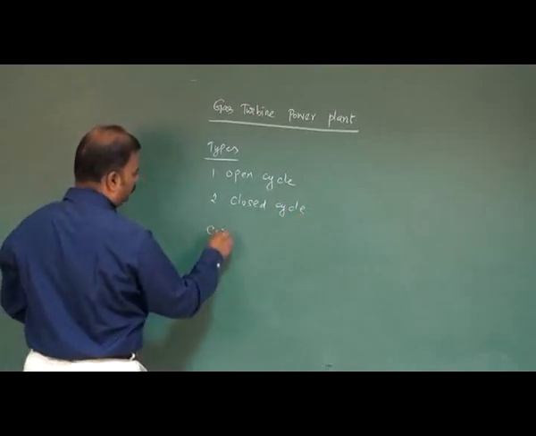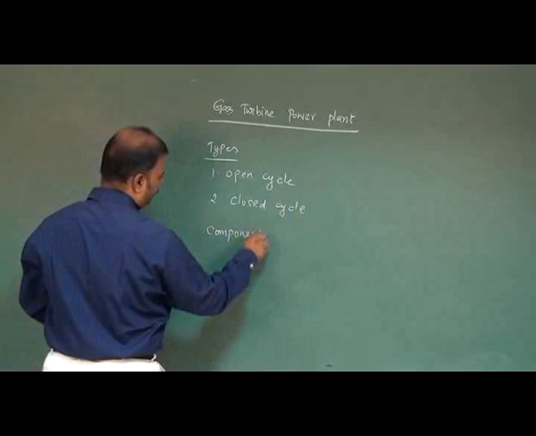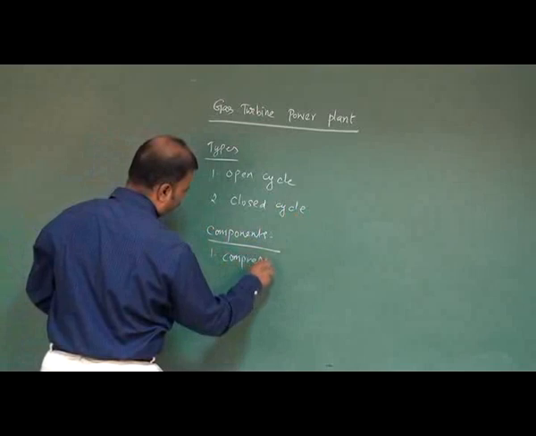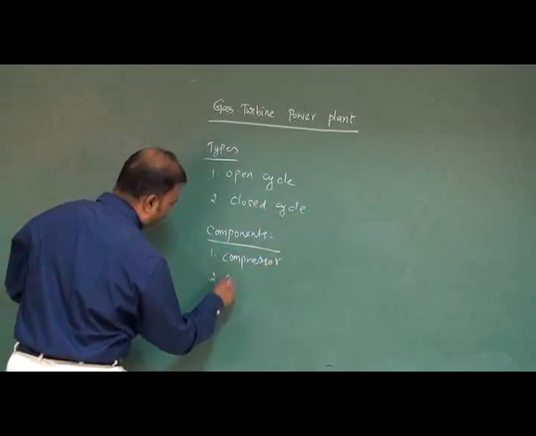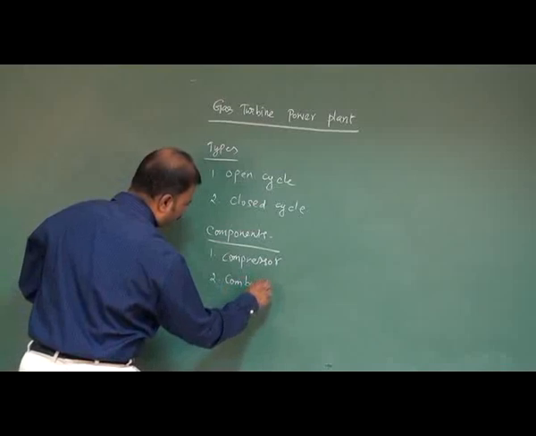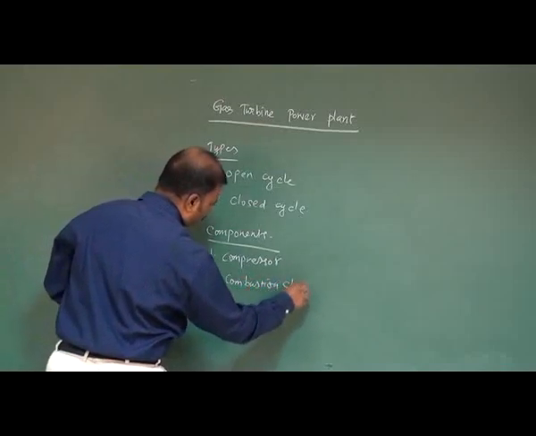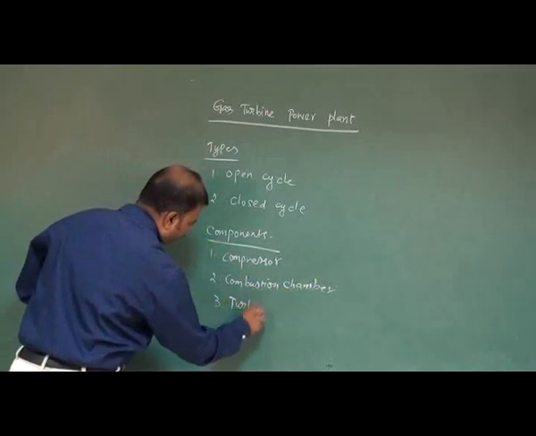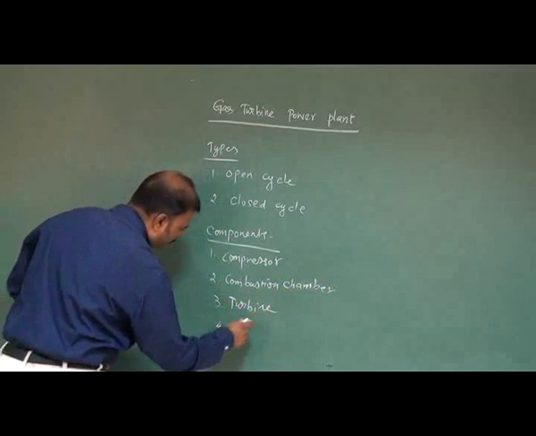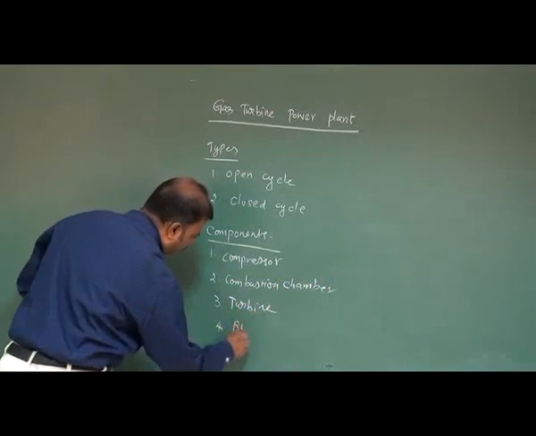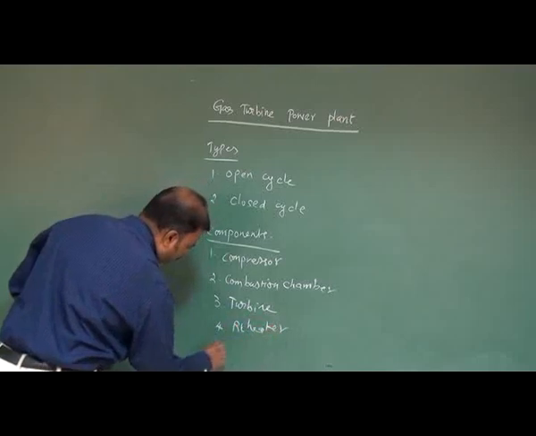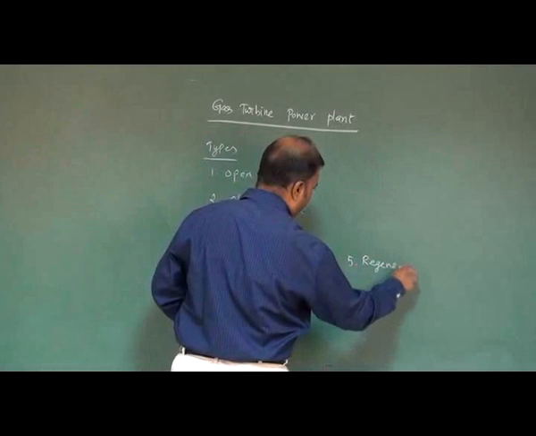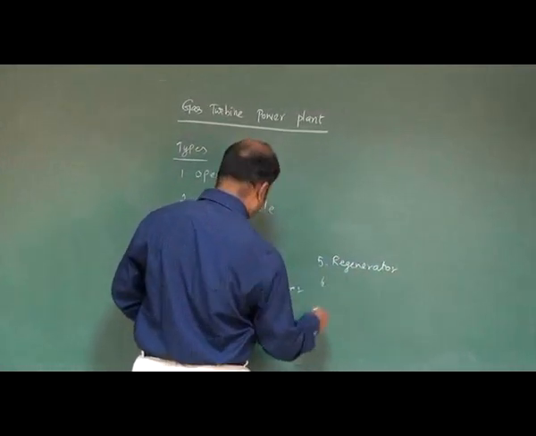The components involved in this gas turbine power plant: the first one is the compressor, the second one is the combustion chamber, the third one is the turbine, the fourth one is the reheater, the fifth one is the regenerator, the sixth one is the intercooler.